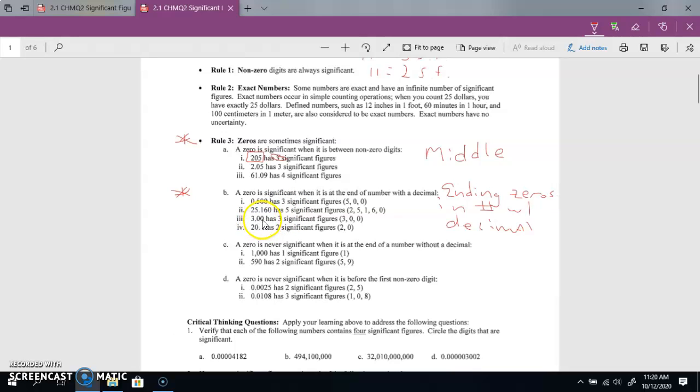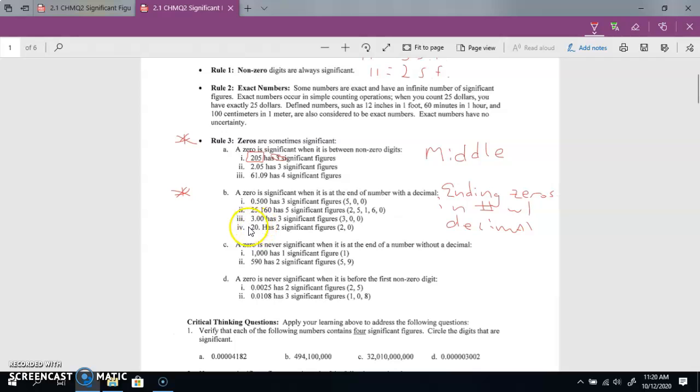3.00. Both of these are classified as ending zeros, meaning they're after the last non-zero digit. And this number has a decimal, so all three of these digits would be significant figures. Now, you can see that we're kind of training ourselves to think differently about numbers here.